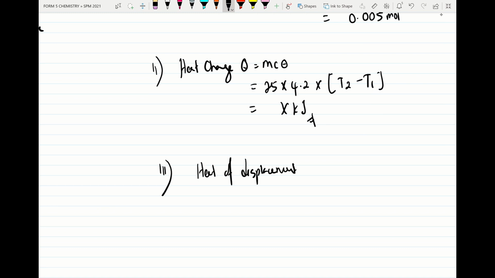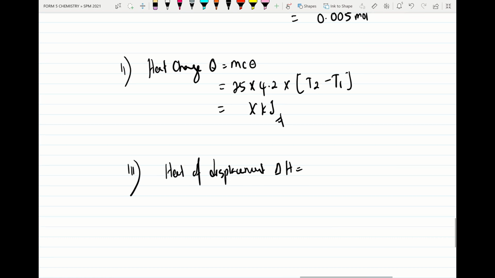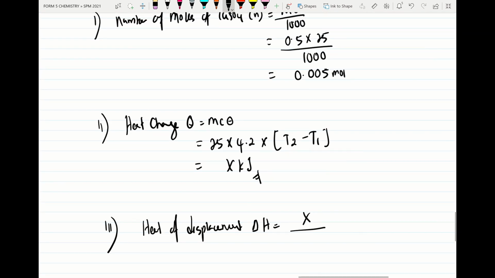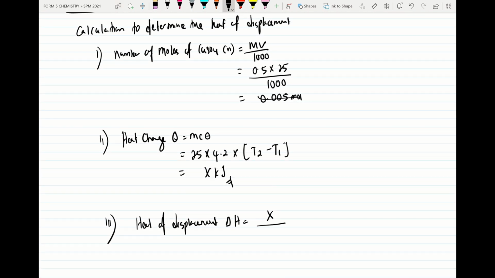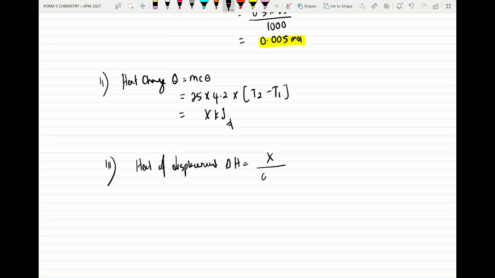So how to find the heat of displacement? We use ΔH equals Q divided by n. So we put Q, which is X, divided by the number of moles. We already found the number of moles is 0.005, so I put 0.005 here. So I get Y kilojoule per mole.